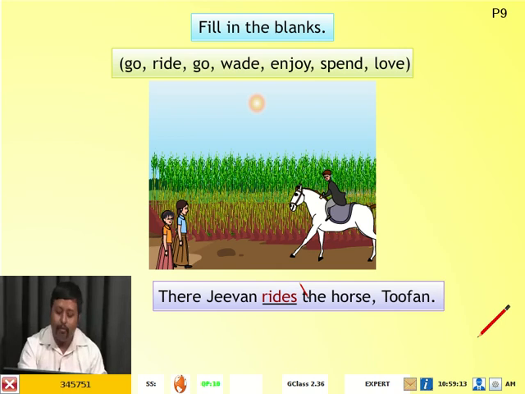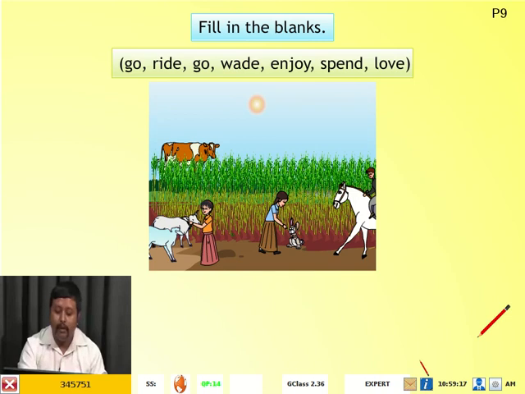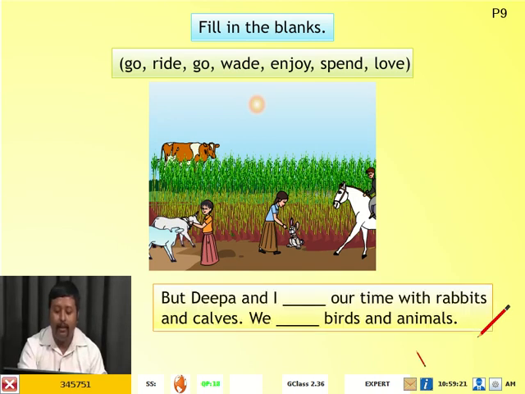All right, moving ahead, we have our next lines now coming up. Let's see what those are. Deepa and I dash our time with rabbits and cubs. We dash birds and animals. So Deepa and I dash our time with rabbits. What will we do with time? We will spend. So what would the word be?